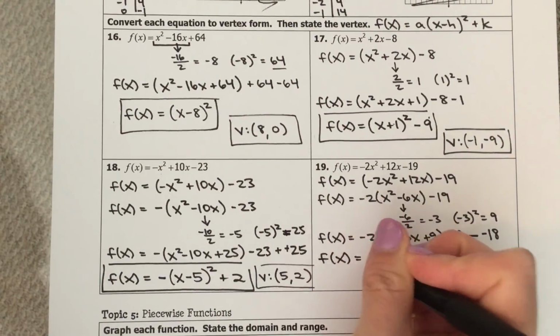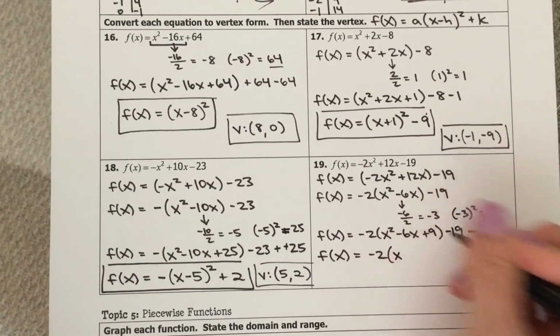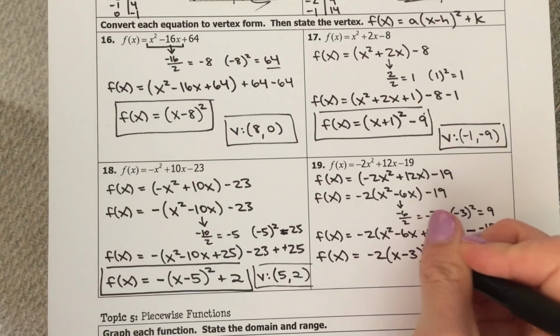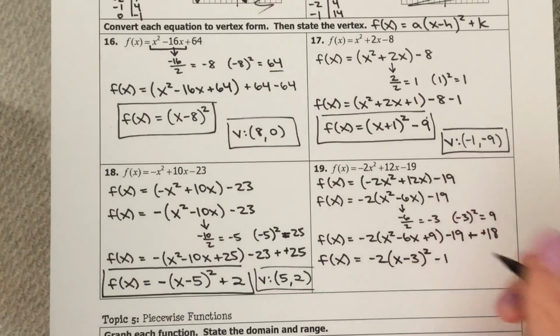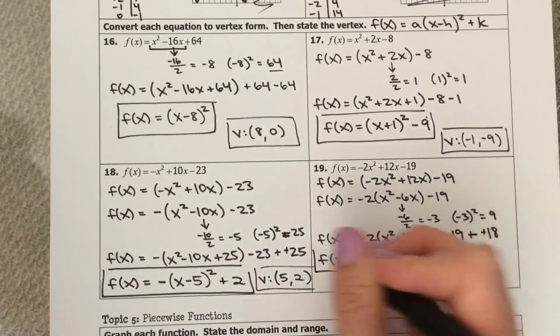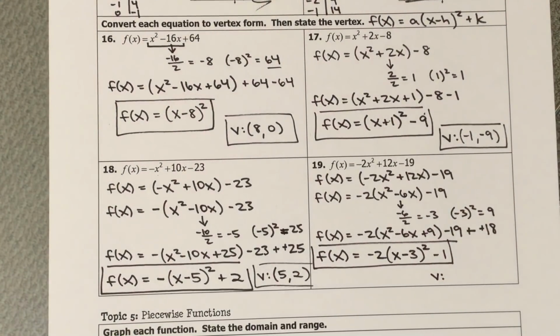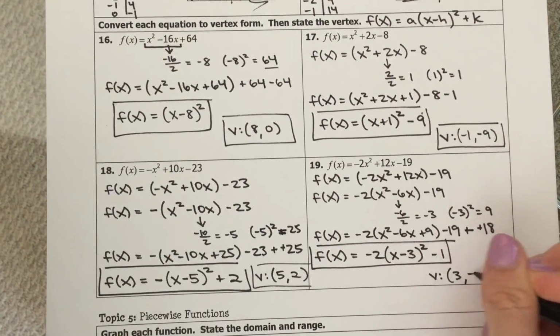So f of x equals, my next step is to factor this trinomial down. So we're looking for factors that multiply to 9 and add to -6. That would be -3 and -3, so I can write it squared. And this, when I combine them up, gives me a -1. So final equation, and our last vertex that we need to write down. The x is the opposite here, so that would be a +3, and then this value for y.